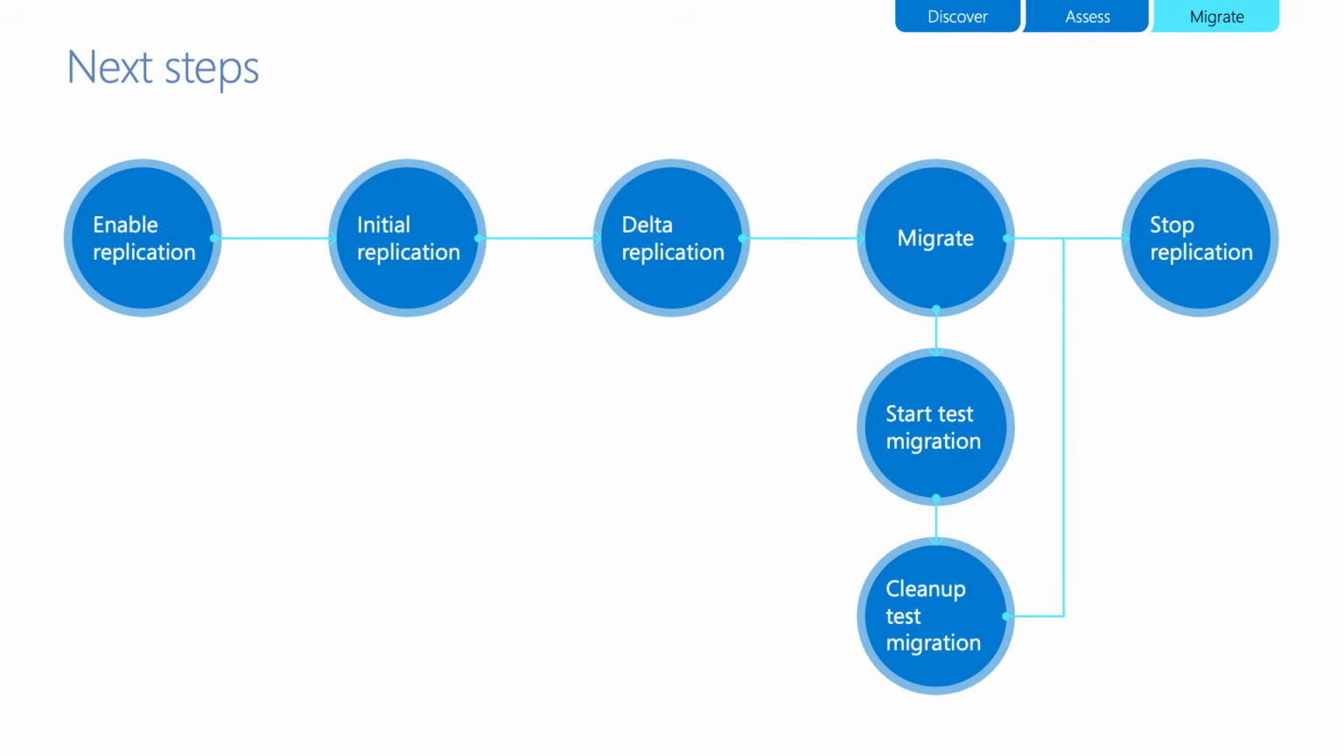Once discovery and assessment are completed, and you have built a high-confidence migration plan, you can leverage Azure Migrate's native server migration capability to migrate your server deployments. With Azure Migrate's server migration capability, you can lift and shift your servers to Azure Virtual Machines. You can even perform a test migration without impacting production workloads before the actual migration.